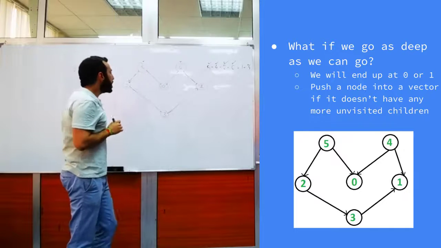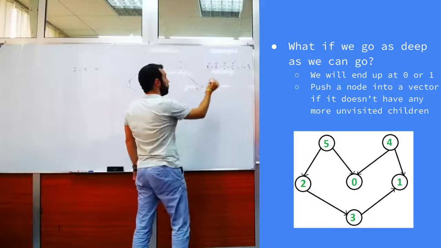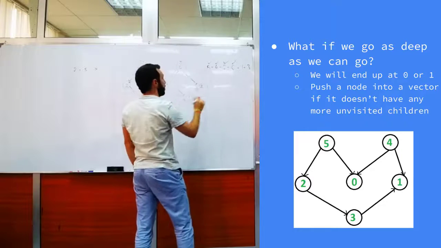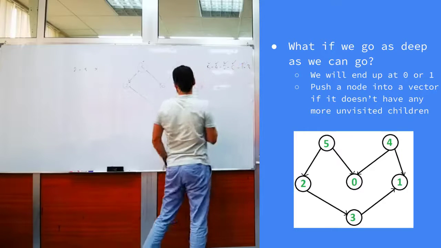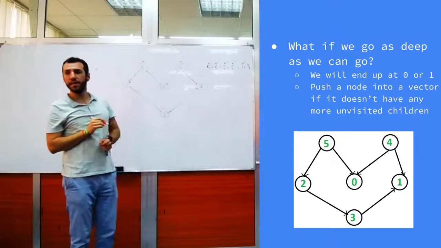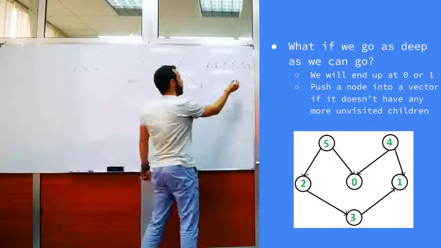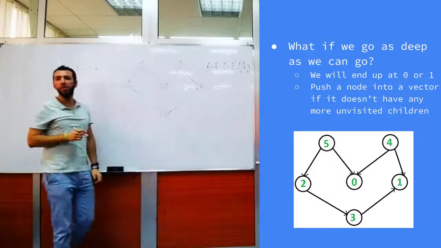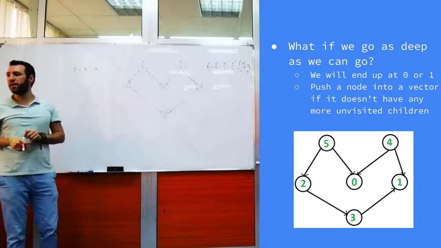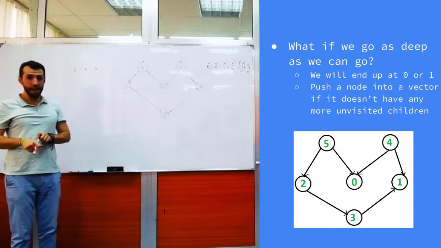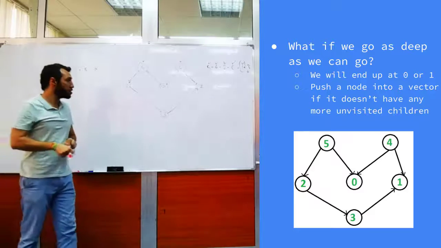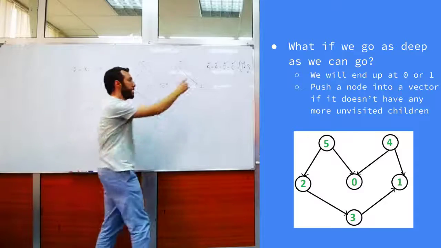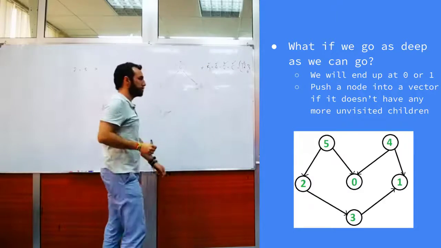And here we have 1 appearing. This is fine, but now that we come to 3, 3 actually appears after 1. Therefore, what can we say about this ordering? It's not a topological order, because by the rule, 3 has to appear before 1. And that's not the case in this ordering.